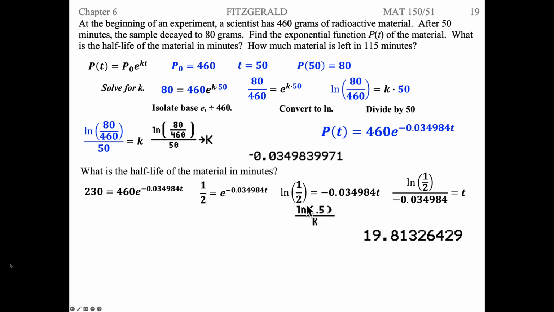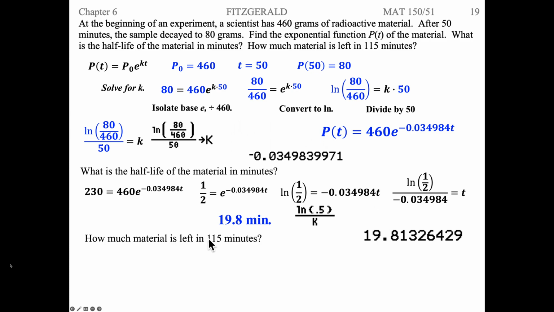As you can see in my calculator entry, I just did natural log of 0.5. Because I stored my value, this long decimal, for k, I just divided by alpha k, which saved me a bunch of pushing of buttons so I don't accidentally type in the wrong number. And that's going to give me approximately 19.8 minutes.